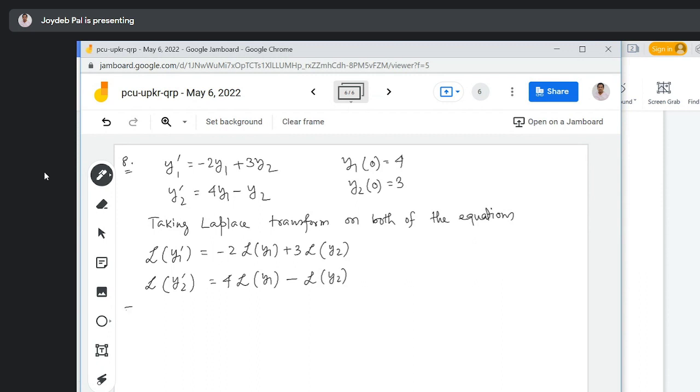Next you apply the derivative formula. What is the formula? Laplace transform of y1 dash. Do you remember? s into Y1(s) minus y1(0), right? Laplace transform of f dash, what is the formula? s F(s) minus small f(0). Same thing I'm writing. Yes, sir.